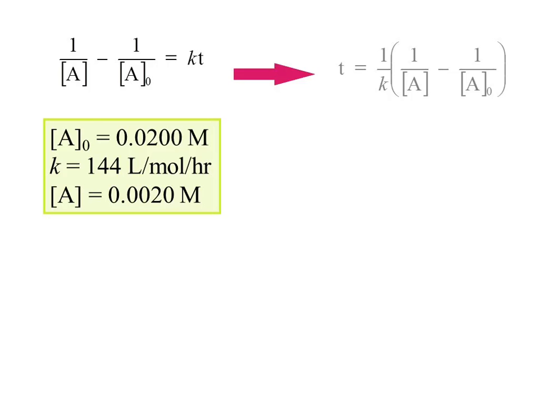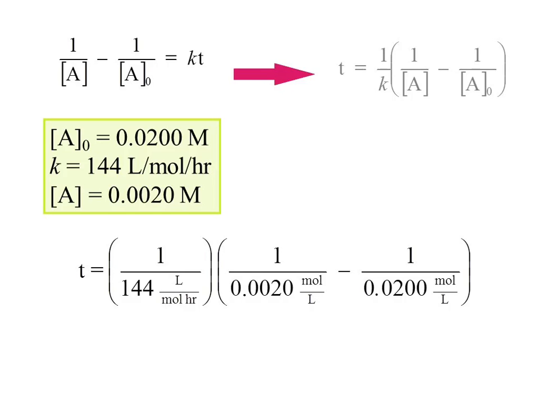So ready to plug in. The time would be equal to 1 over 144 liters per mole per hour, that's the K, times the quantity, the inverse of A, the concentration of interest, that's 0.0020 moles per liter, minus the inverse of A0, 1 over 0.00200 moles per liter. Again, we have moles per liter in the denominator, so bringing them out, that would make it liters per mole. Or we could just leave them down there and let our liters cancel, our moles cancel. It looks like we have just units of hours in the denominator of the denominator, which is units of hours in the numerator. So 2 sig figs. When you do that right, you get 3.1 hours.